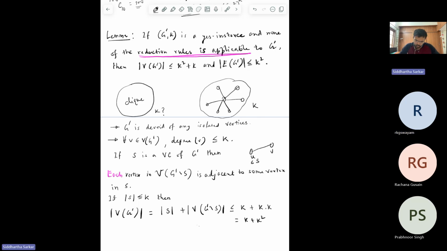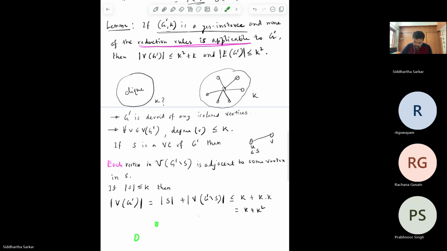Okay. So you want to prove that if this is a yes instance, that means if G dash has a vertex cover of size k, then you want to prove this. Suppose that the vertex cover S is such that it has at most k members. So there are k vertices in the vertex cover which cover all the edges.